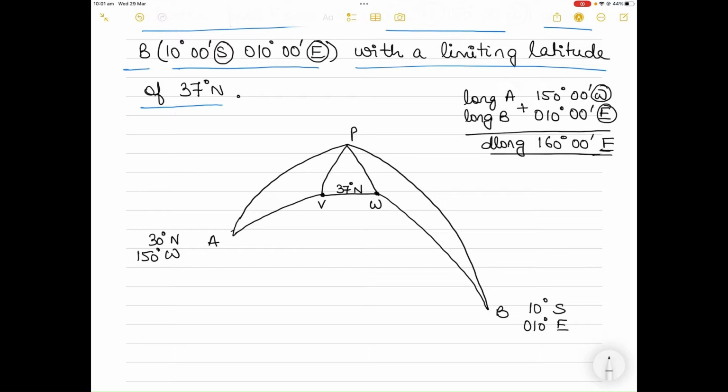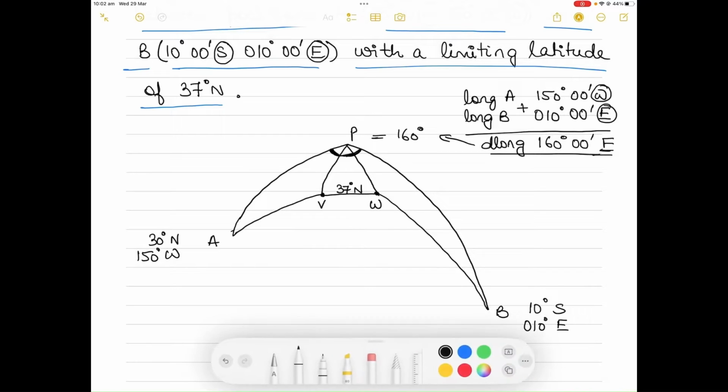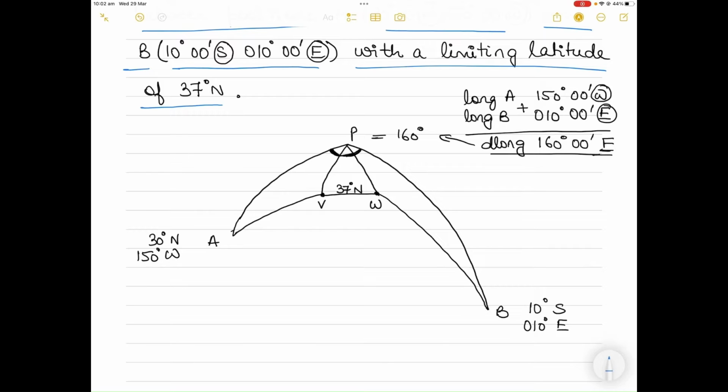Latitude of the vertex, or the limiting latitude, is 37 degrees north, so I will draw this here. And the total d long is this angle P here, 160 degrees. This is what we have found out, isn't it? So the d long angle P is the angle subtended by the meridians, or the longitudes, passing through the positions A and B. So the total angle P between A and B is 160 degrees. That's the d long between A and B. So what else can I find out here? Remember, B has gone below the equator, so I will put it below the equator here.